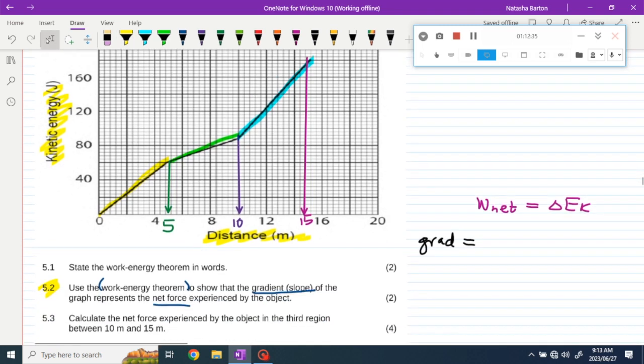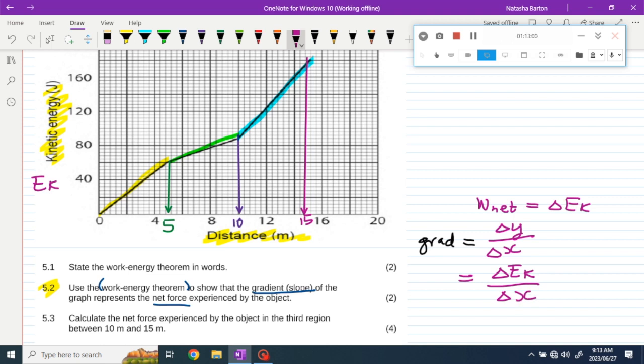So if we calculate a gradient for this graph, the gradient is equal to change in y over change in x. The y values are kinetic energy values, so we say change in kinetic energy over change in x. The x values are distance, in other words position, and that's change in x. That is what the gradient is. Now looking at this formula, we need to ask ourselves, is there a relationship between this formula and the gradient which we just calculated?